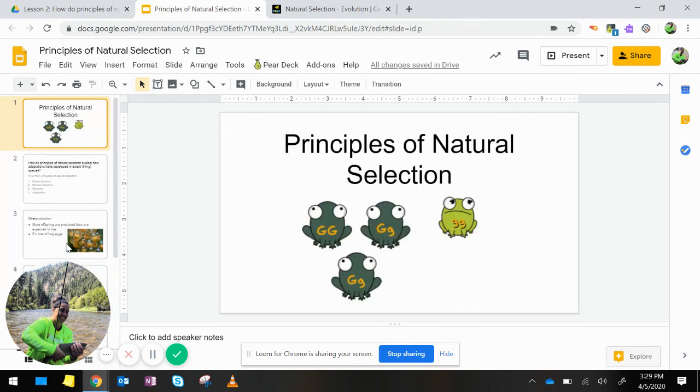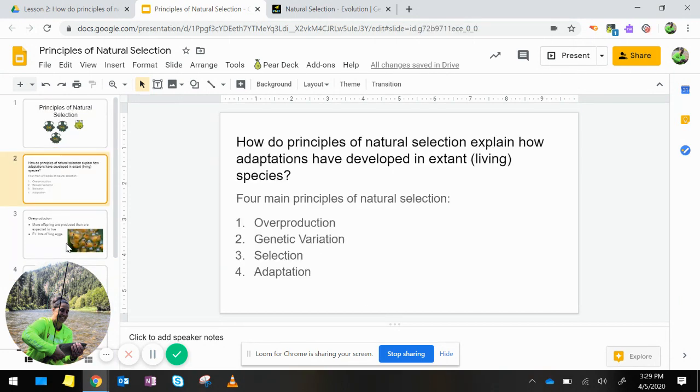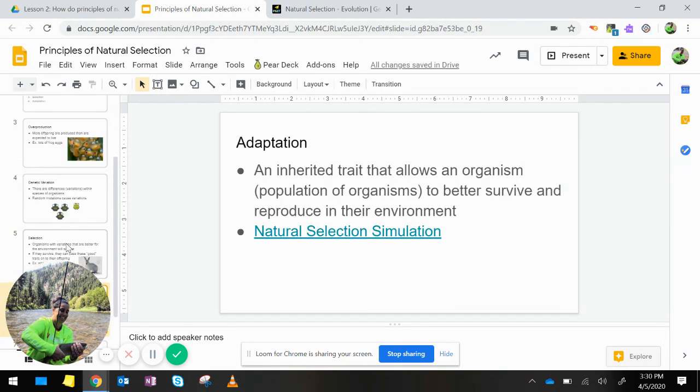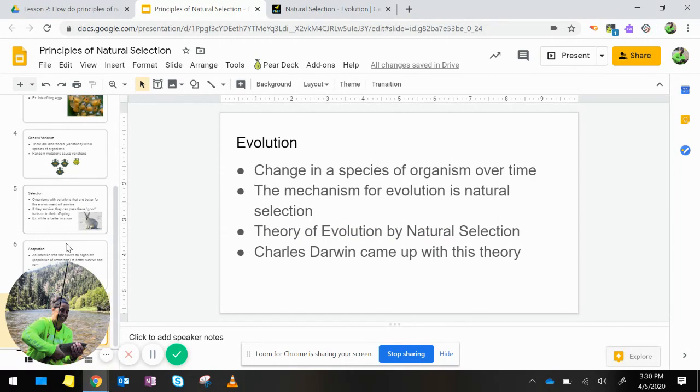So when you think about this first part, how do principles of natural selection explain how adaptations have developed in extant species? This is how it happens. We have overproduction, genetic variation, selection, adaptation. This process of natural selection, remember, is the mechanism behind evolution, which is a change in a species of organisms over time. The theory of evolution by natural selection is the theory that Charles Darwin came up with. And we'll be talking about Charles Darwin a little bit more in another lesson.